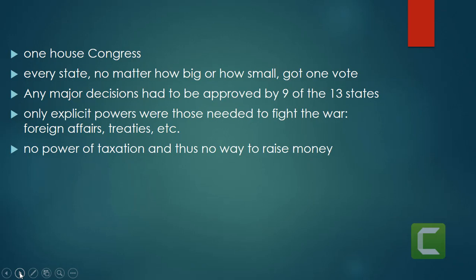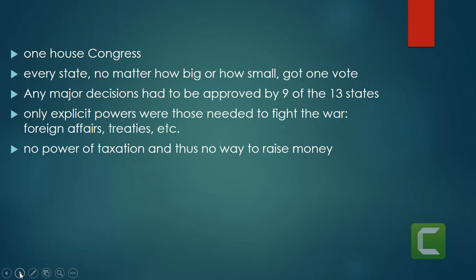The only explicit powers the new American government had under the Articles of Confederation were those that were needed, of course, to fight the war, the American Revolution. So it had the power to conduct foreign affairs, it had the power to draft treaties, that kind of thing. But almost all of the other possible government functions that it might have had, it didn't have, right?